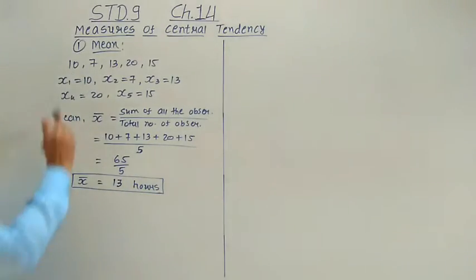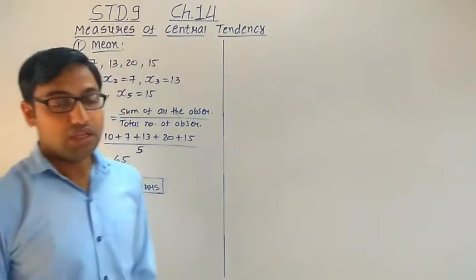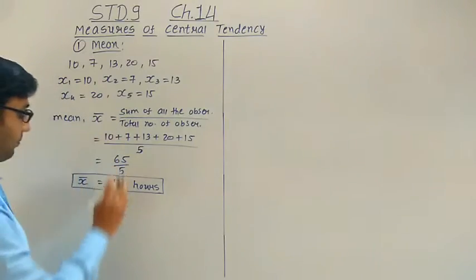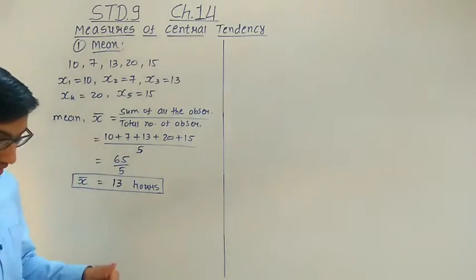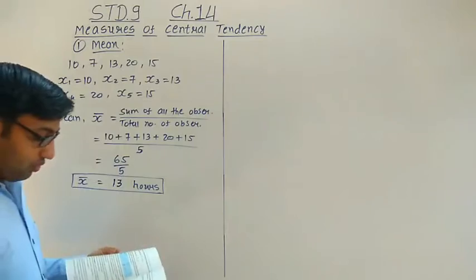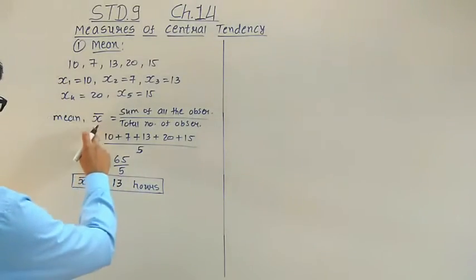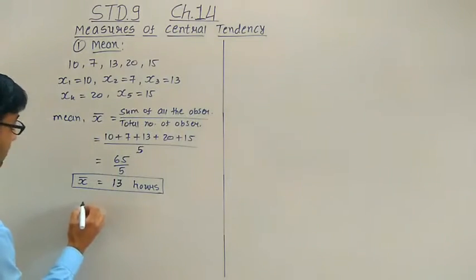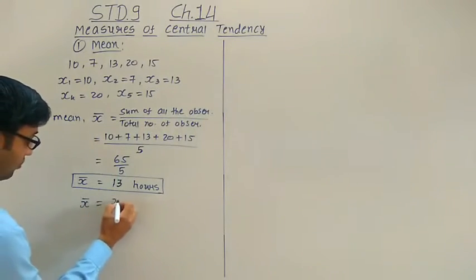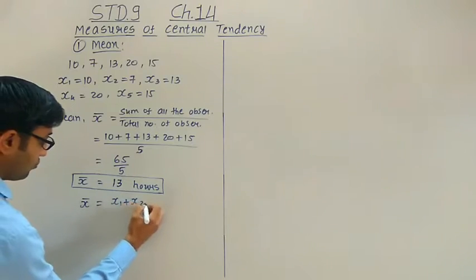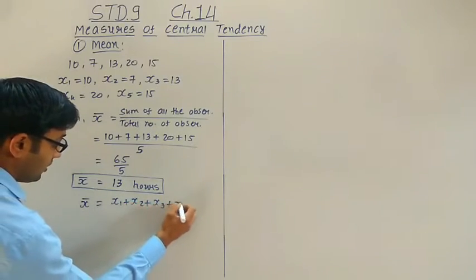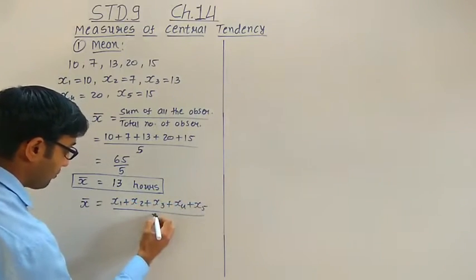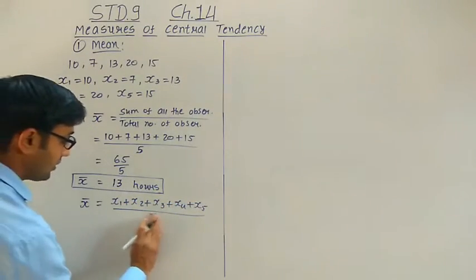So here we can say that the mean time of social working of all these 5 people is 13 hours, right? So here we are actually doing the sum of all the observations. So here we are writing like this: mean is equal to x1 plus x2 plus x3 plus x4 plus x5 upon the total number of observations, suppose n. Here it is 5.